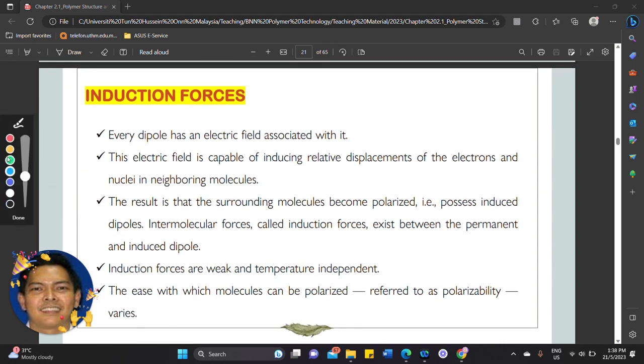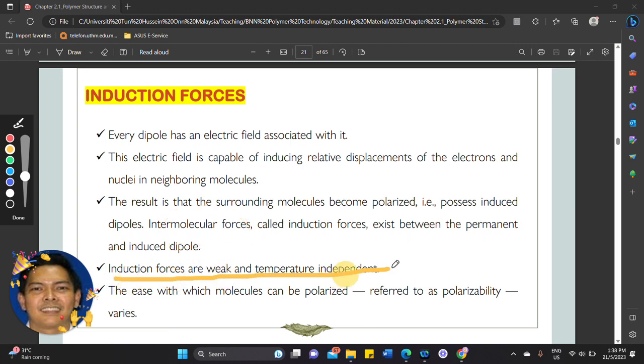Induction forces. Every dipole has an electric field associated with it. This electric field is capable of inducing relative displacement of the electrons and nuclei in the neighboring molecules. The result is that the surrounding molecules become polarized, for example, they will possess an induced dipole. Intermolecular forces called induction forces exist between the permanent and induced dipole.